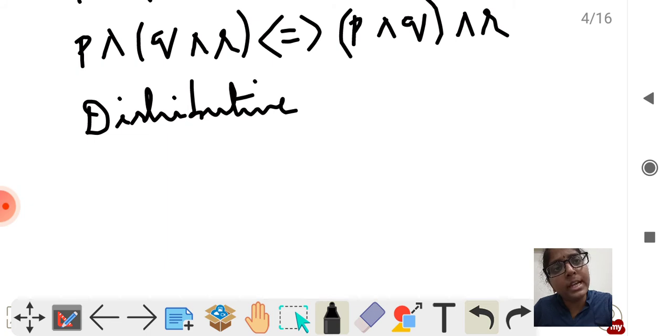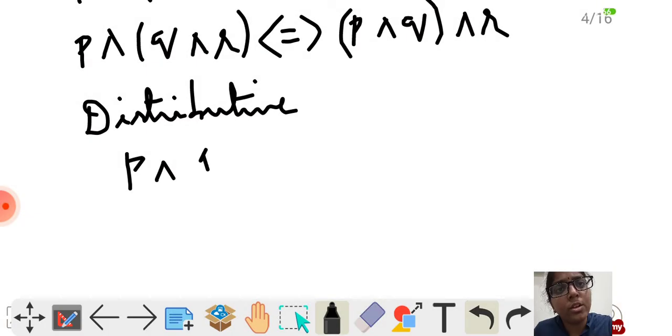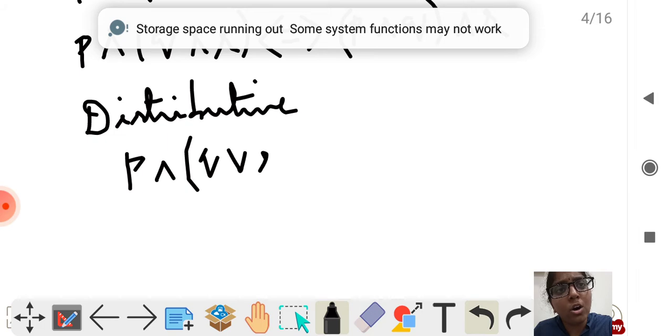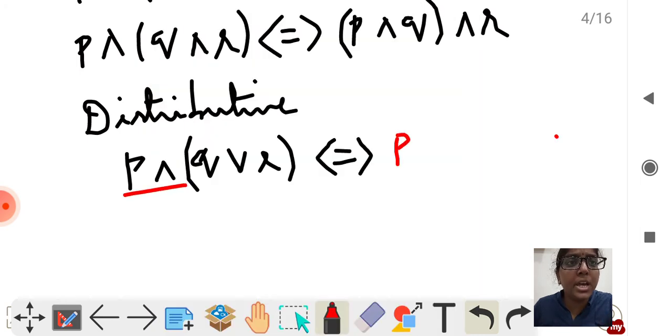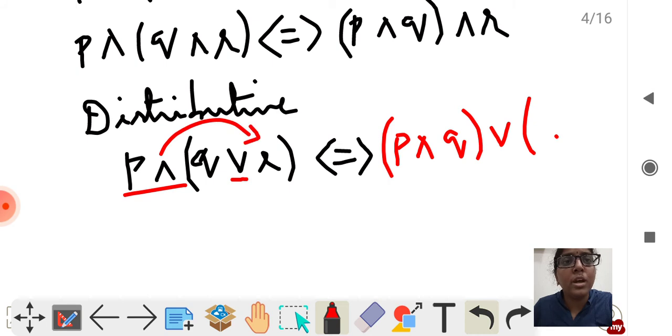You must have three statements for distributive law. If you are having P and (Q or R), which is logically equivalent to, if you take P inside, it will become P and Q. What is the connective in between here? It is OR. And take it here also, as well as here. So P and R. This is distributive law.